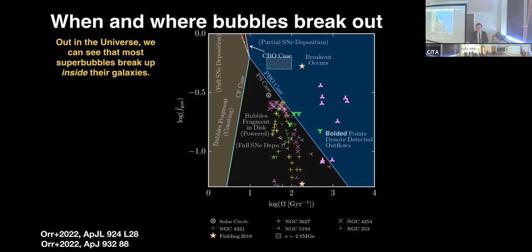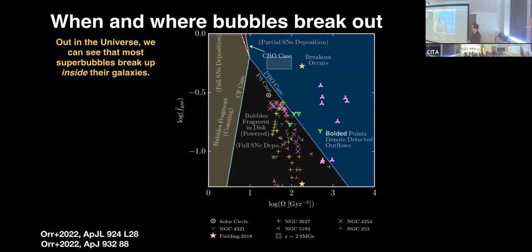That for the most part, superbubbles are growing but fragmenting within their disks, depositing the vast majority of their momentum within their disks, versus the centers of galaxies and the outskirts of some galaxies where the superbubbles are breaking out, driving winds, etc. And then here's an attempt to try and understand where redshift 2 SMGs lie.